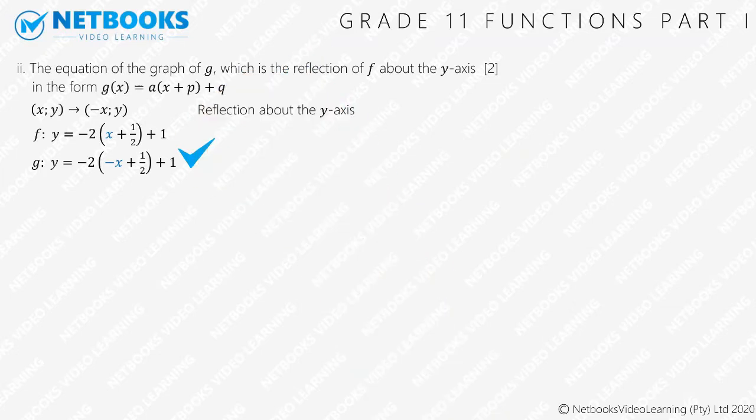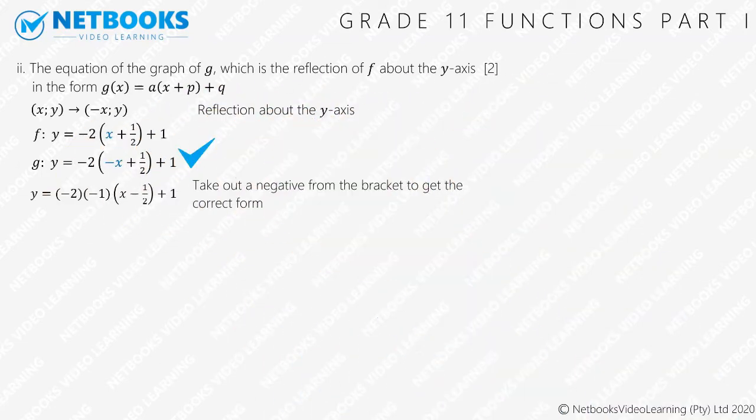Now, we were asked to get the function in the same form as f. So the x term can't have a coefficient. We need to take out the negative 1 from the bracket, to get rid of the coefficient of x. We simplify, and now have the equation for g of x. The final answer is worth a mark.